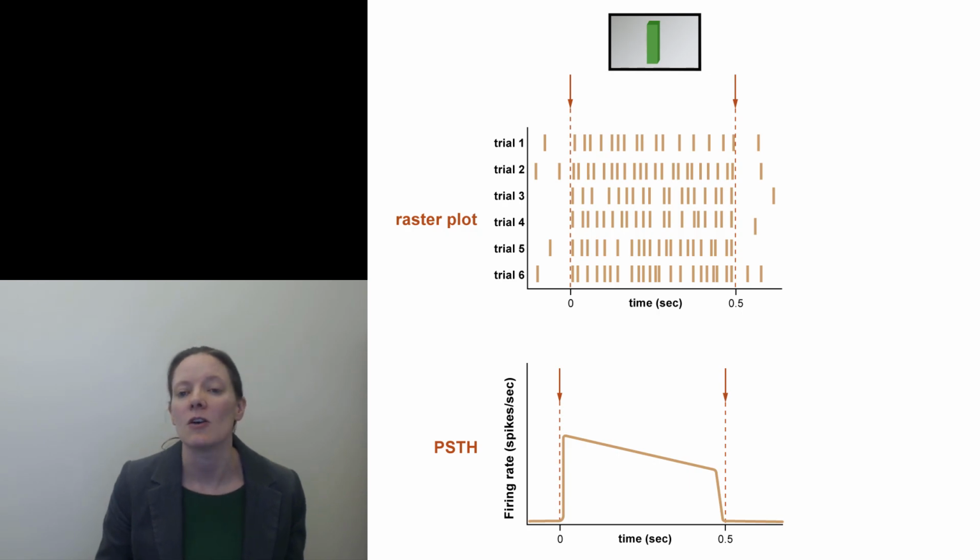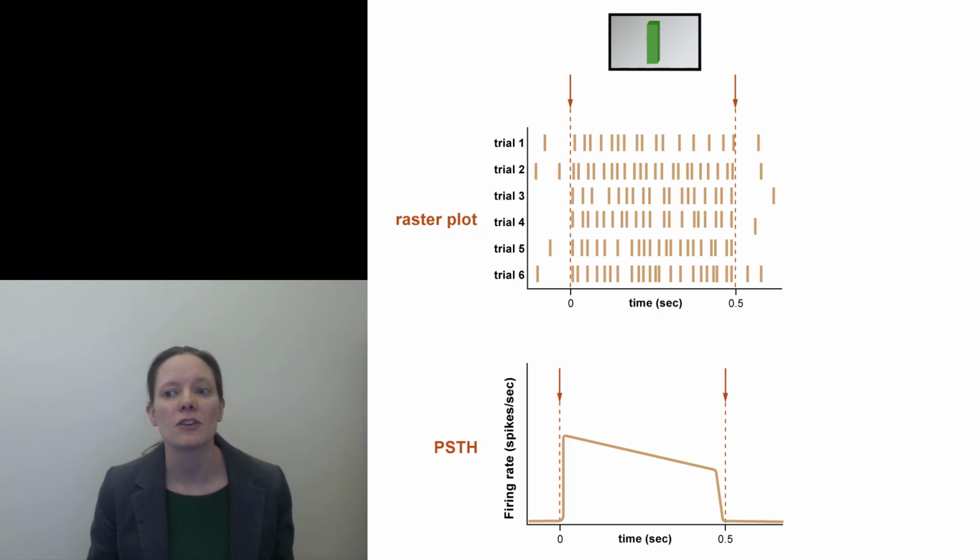Instead, we care about the firing rate of the neuron over time. Each action potential, or spike, is assigned a 1 millisecond bin, and we look at how many action potentials occur over some slightly larger bin, say 25 milliseconds. We can then plot this firing rate over time.